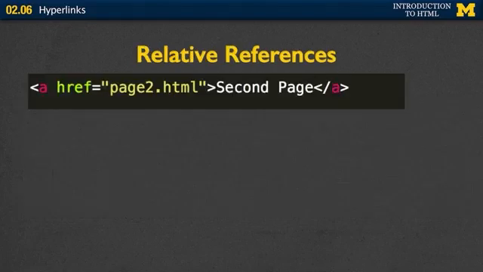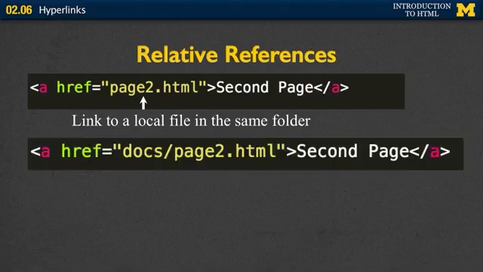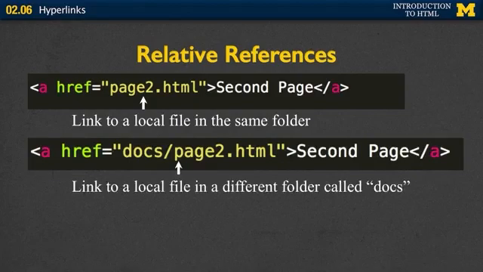For a relative reference, we slightly change what goes into the href. Instead of linking to some outside or even internal web page, we're only going to put, in this case, the file name. So in this case, we're going to link to page2.html. You might get slightly more in depth than that, where you can also include some sort of folder name. So in this case, we'd be going to the file called page2.html, but it's in a different folder called docs.